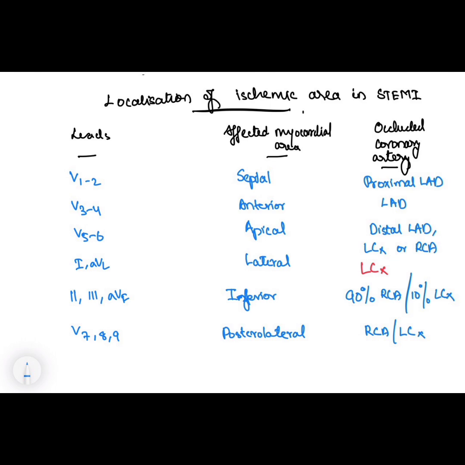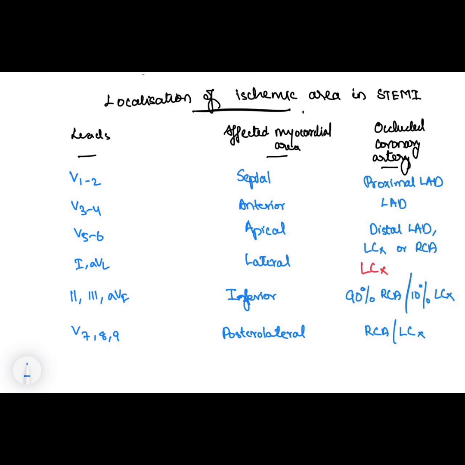Now we will try to have a general idea about localization of the ischemic area in ST elevation MI. In case of leads V1 and V2 showing ST elevation, the affected myocardial area can be the septal area and the occluded coronary artery will be the proximal LAD. In case of V3 and V4, the anterior part of the left ventricle will be affected and the occluded artery will be LAD. In V5 and V6, the affected area is apical; distal LAD, left circumflex or right coronary artery is affected.